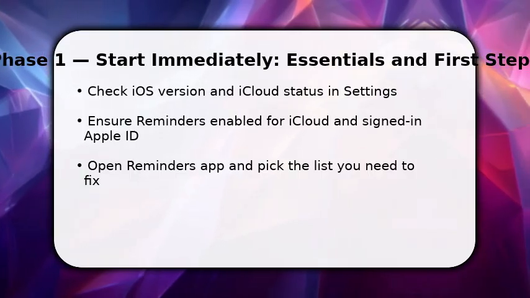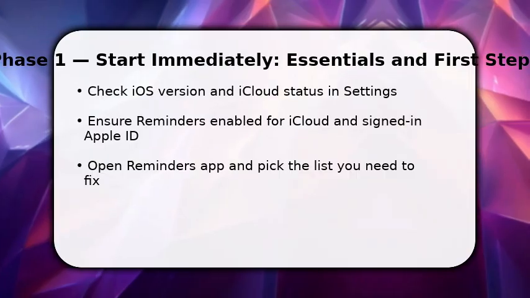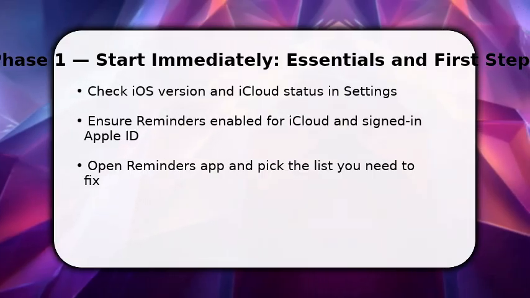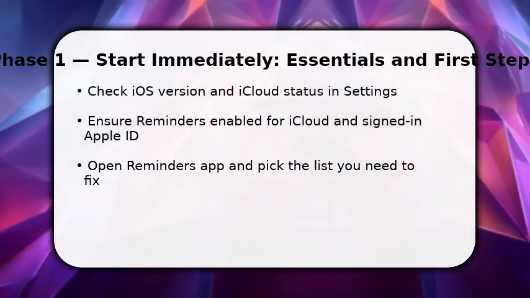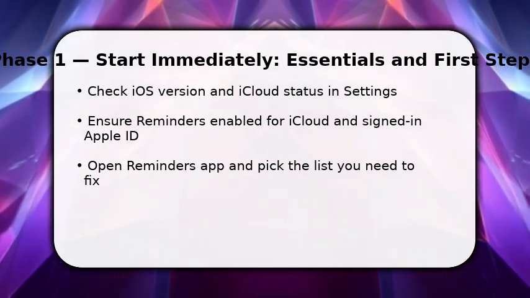Now tap the three-dot menu or the list header to access list settings. This is where visibility, sorting, and notification basics live. Follow these first actionable steps before changing notifications, because fixing the source avoids repeating the same issue later.